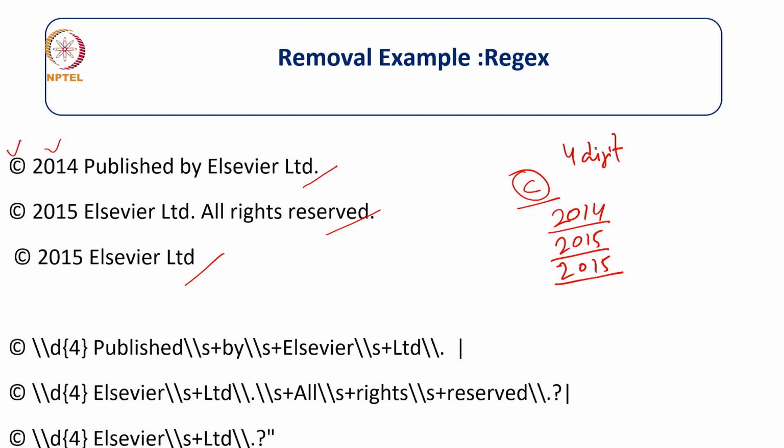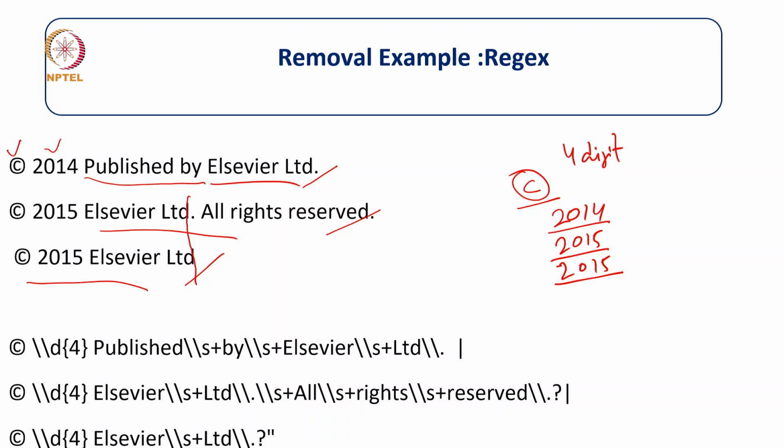After that what do we have? We have two instances where "Elsevier Limited" is there, and in another instance it starts with "Published by". So we have to make the regex in such a way that it should match this, this, and this also. If you see here, I have already made the regular expression for matching these strings.